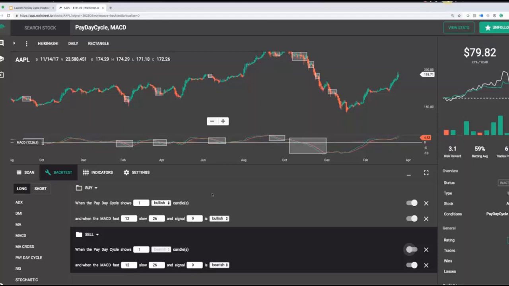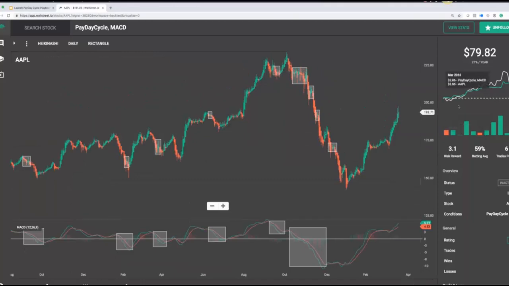So what we're doing right now is we're basically reading it like this. Buy when the payday cycle shows one bullish and only when the MACD is also confirming, and sell when the MACD is bearish. So we have a buy condition and a sell condition, and we're using it to test our overall performance. So what did that do to our results and our stats here?